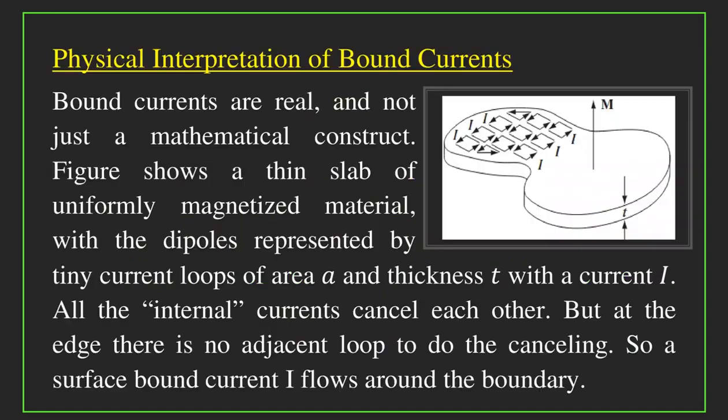In the last class we discussed the magnetic field produced by a magnetized object, and we found that the magnetic field produced by a magnetized object is the same as the field produced by a surface current density Kb and a volume current density Jb. These current densities are respectively called the bound surface current density and the bound volume current density.